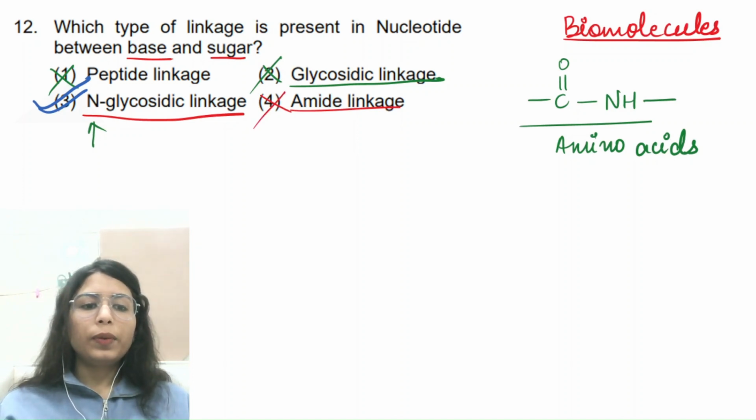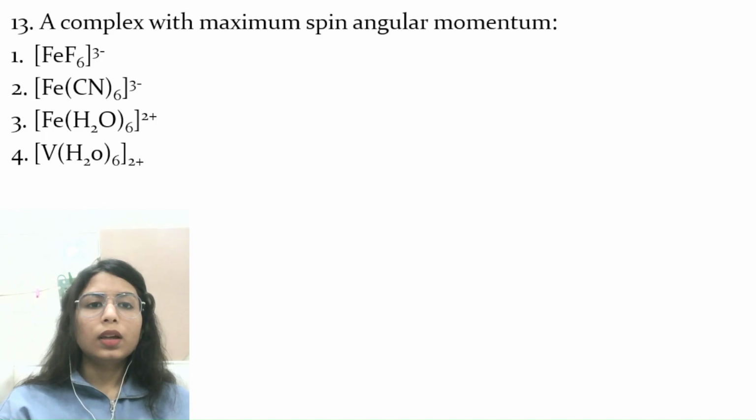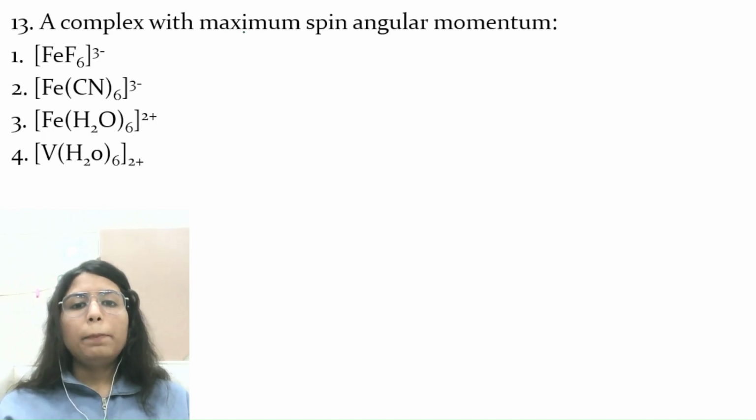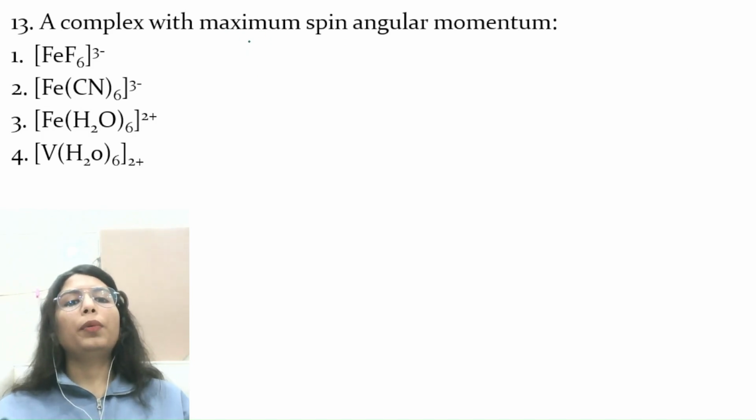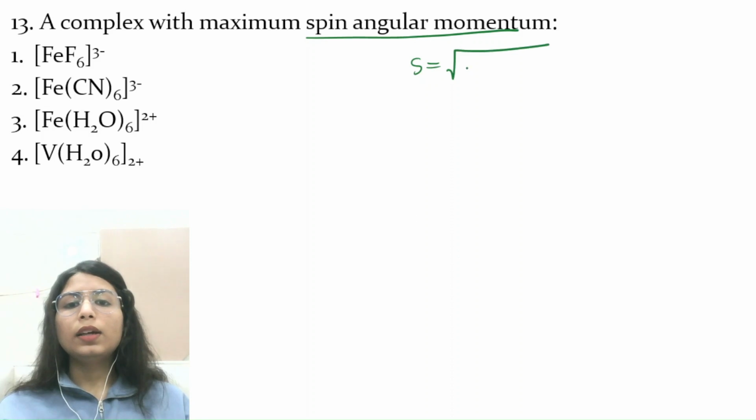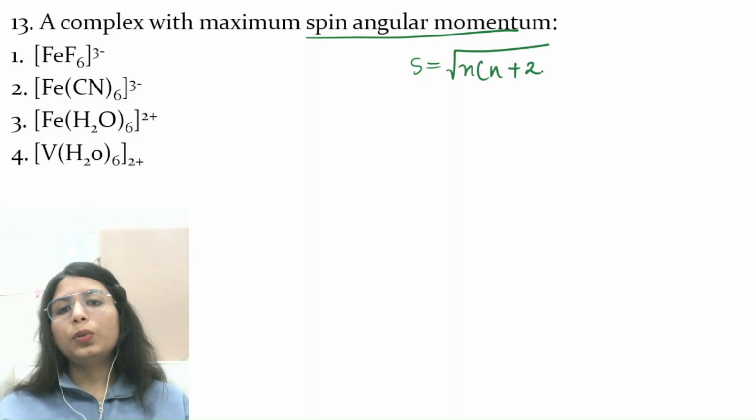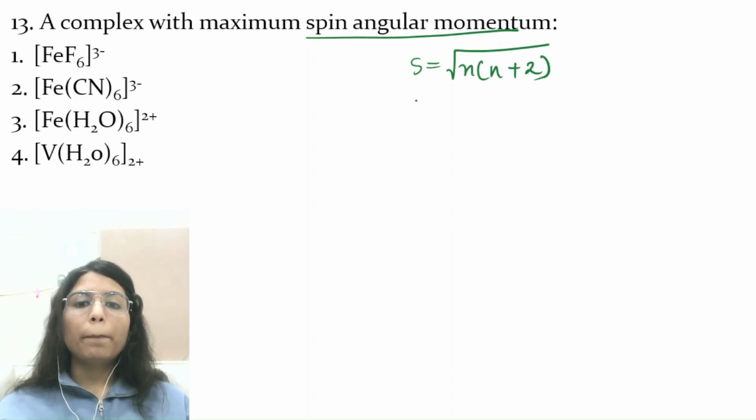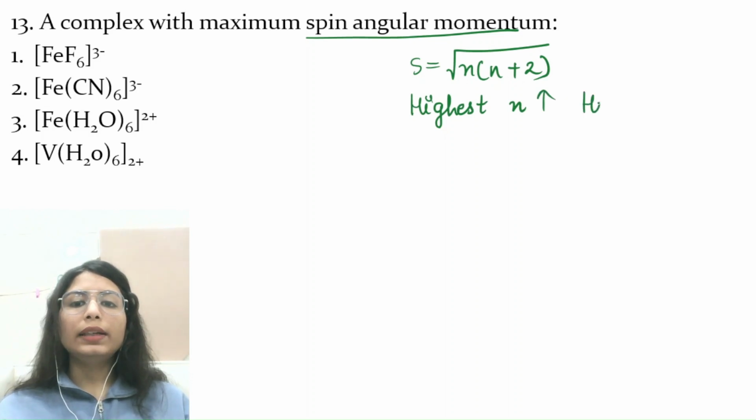Let us now move on to another question. The next question says a complex with maximum spin angular momentum. So basically 4 options have been given and you have to tell which one of them has the maximum spin angular momentum. Spin angular momentum is basically written as under root n into n plus 2. So the complex which has the highest number of unpaired electrons, where n is the number of unpaired electrons, will have the highest value of spin angular momentum.